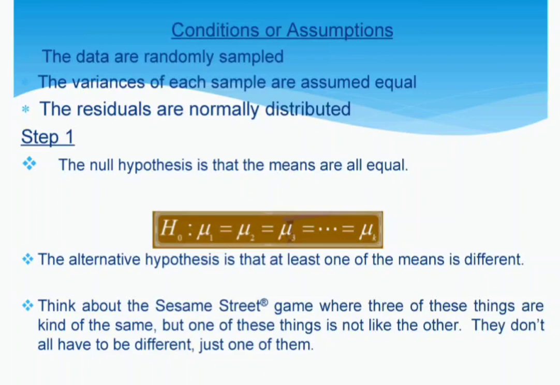Step 1 is to check the hypothesis. The first hypothesis is the null hypothesis. The null hypothesis is that the means are equal. H naught means mu1 equal to mu2 equal to mu3 up to mu k for k elements. And the alternative hypothesis is that at least one of the means is different. Think about the Sesame Street game where things are kind of the same, but one of those things is not like the others.